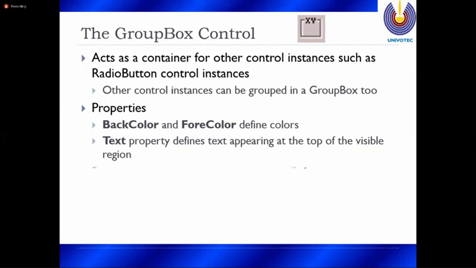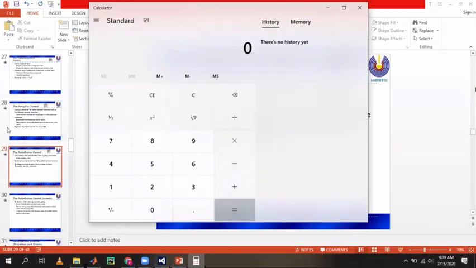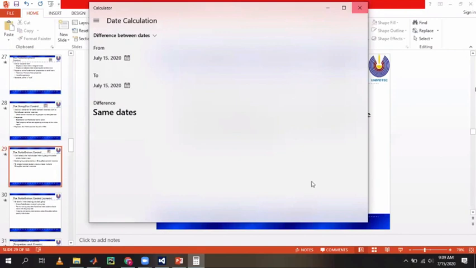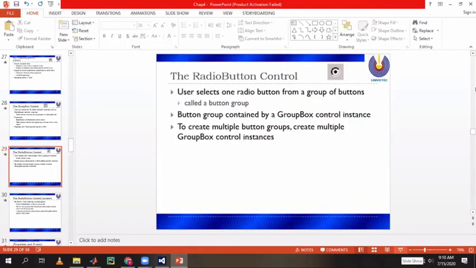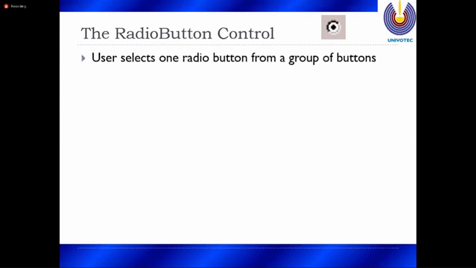Then it replaces the frame control from Visual Basic 6. They have the frame, and now here we are using the group box. You can see the calculator; some places they are using group box. Okay, they are not now, because they have improved. Now the RadioButton. If you want to select one option or one choice, then you can use the RadioButton.